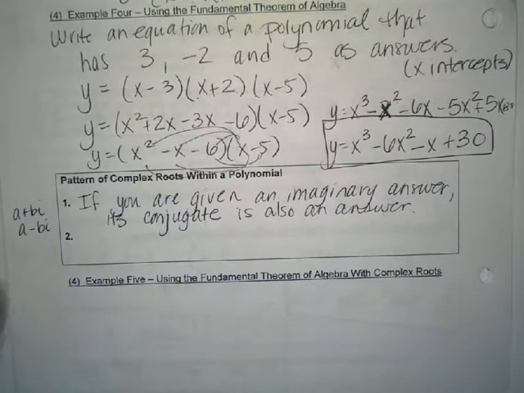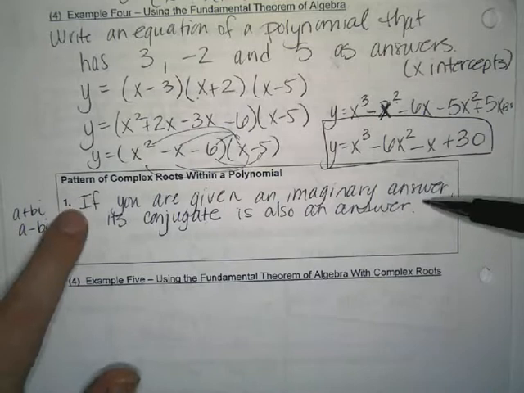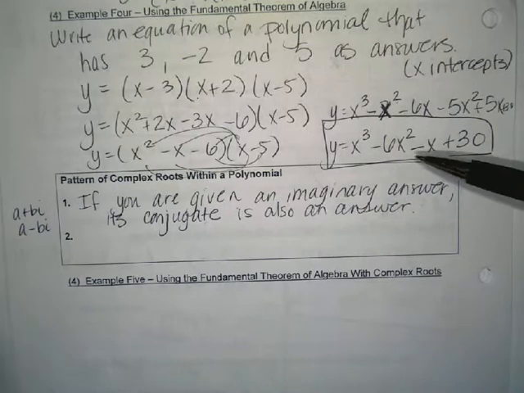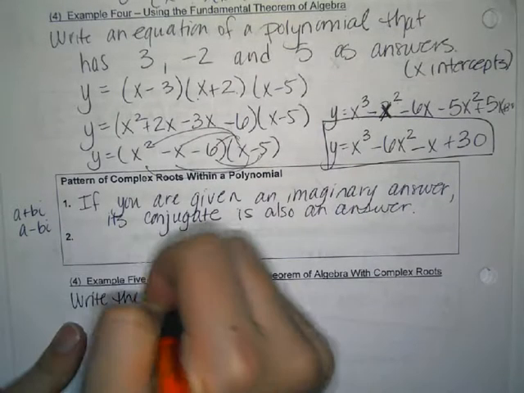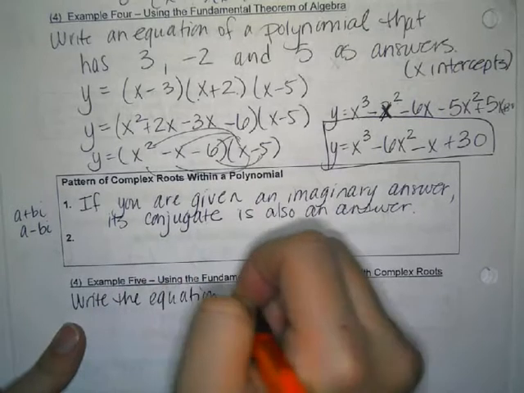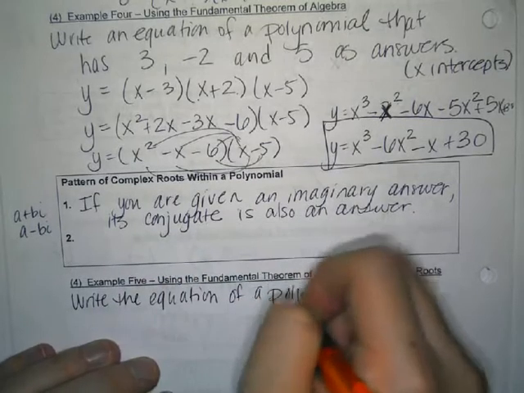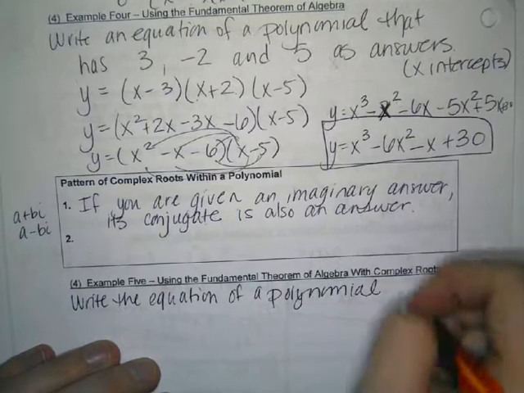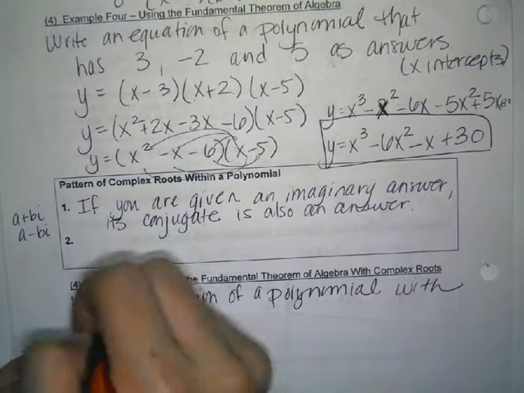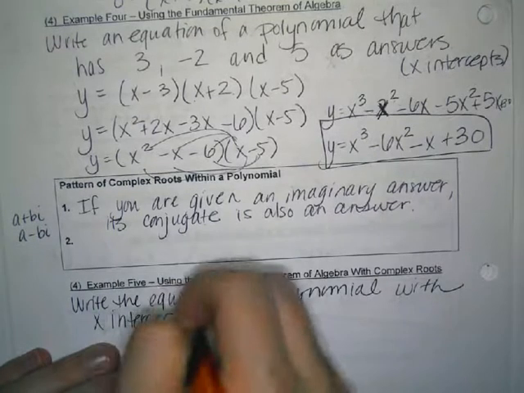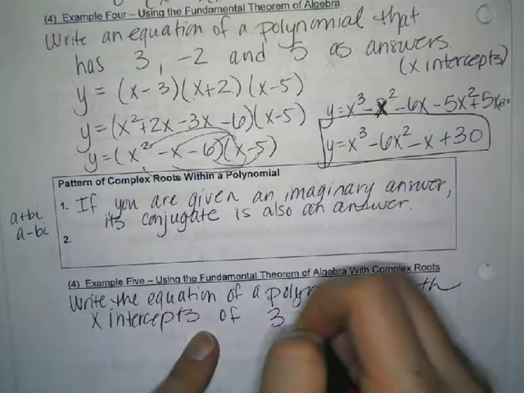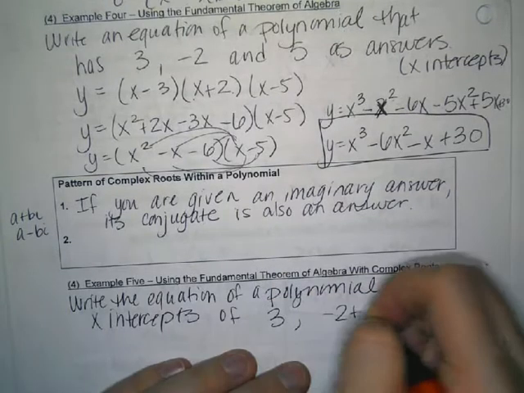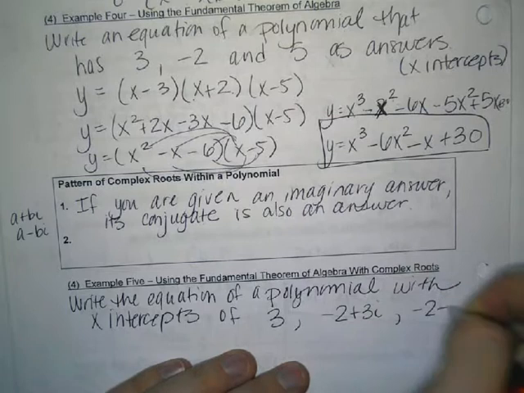But they're both. Now this is just something you need to know, but for this standard, I will give you both of these answers if we're going to list them. Such as, we're going to write the equation of a polynomial with x-intercepts, which is another way to say with the answers, of 3, negative 2 plus 3i, and negative 2 minus 3i.